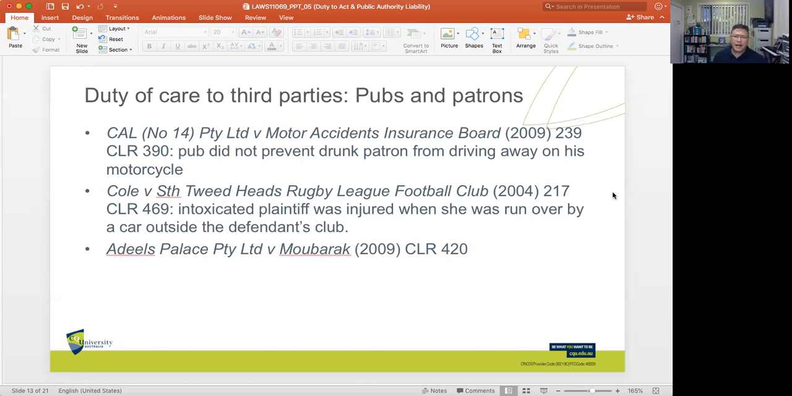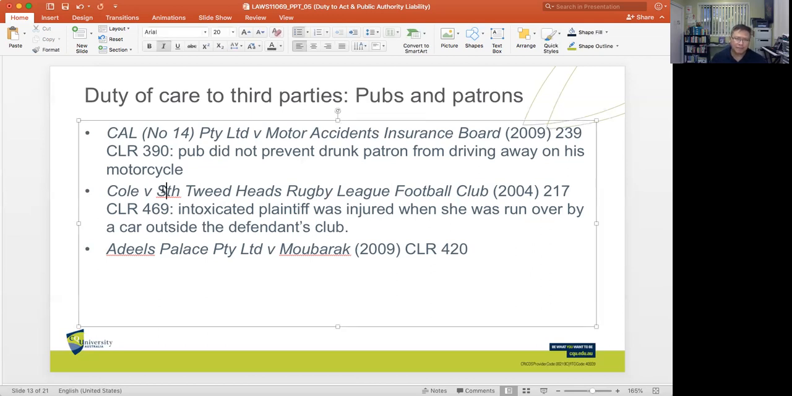An almost similar scenario happened in the case of Cole versus South Tweed Heads Rugby League Football Club. In this particular case, the plaintiff sued the pub because the pub failed to stop her when the pub was aware that she was heavily intoxicated. And because she left the pub in a heavily intoxicated state because she wasn't stopped by the pub, she was then run over by a car outside the defendant's club. Was the pub liable? The answer was no. Again, issues about personal autonomy.